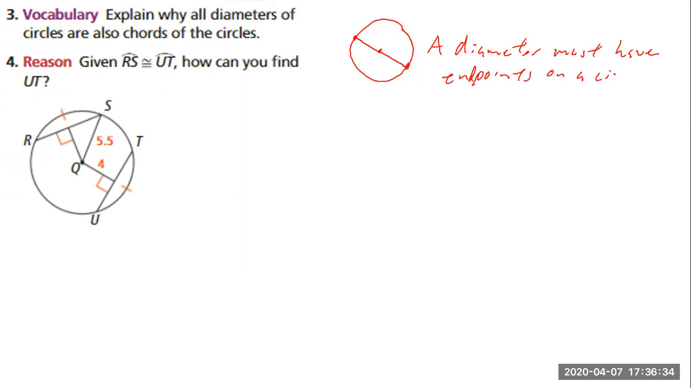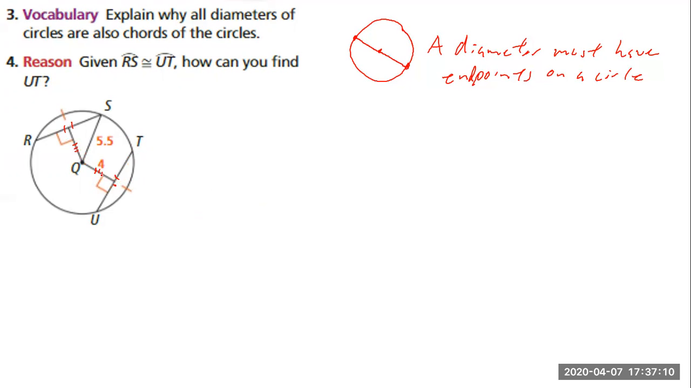Now, for number 4, given arc RS and arc UT are congruent to each other, how can you find the measure of UT? Well, if those arcs are congruent, that means that these chords are congruent. It also is telling us that this piece is going to be equidistant. So we can say that those are equidistant.